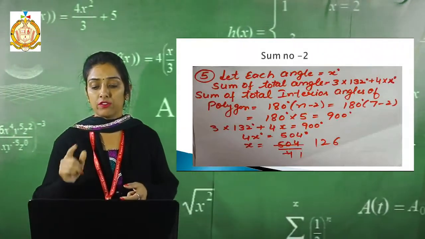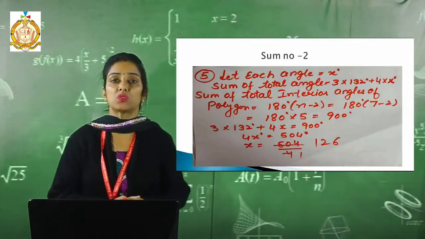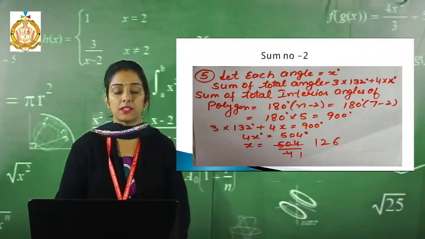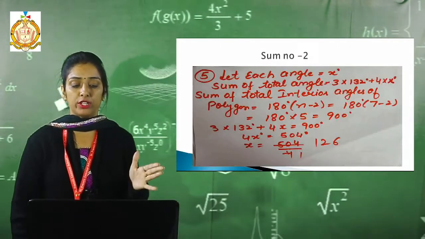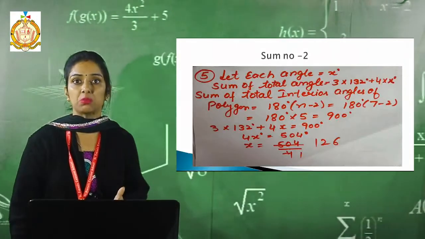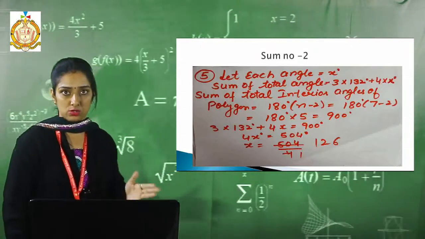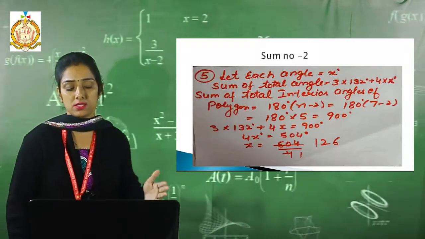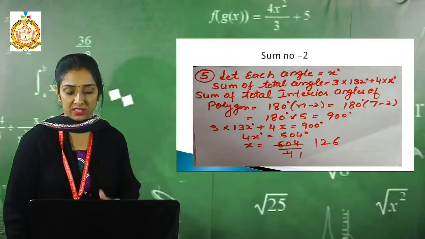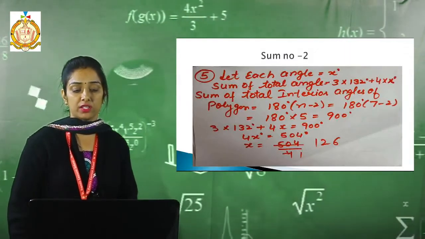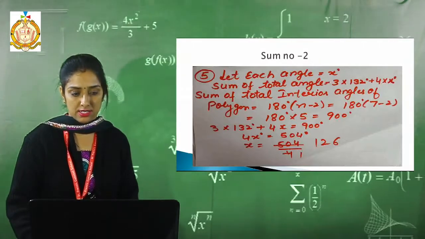Now see, from the very beginning we have 3 multiplied by 132 degrees plus 4 multiplied by x degrees, that is the sum of total angles of the polygon. Now we equate: 3 multiplied by 132 plus 4x is equal to 900. Now 4x is equal to 900 minus 3 multiplied by 132. After solving it, we get 126 as the answer for x.